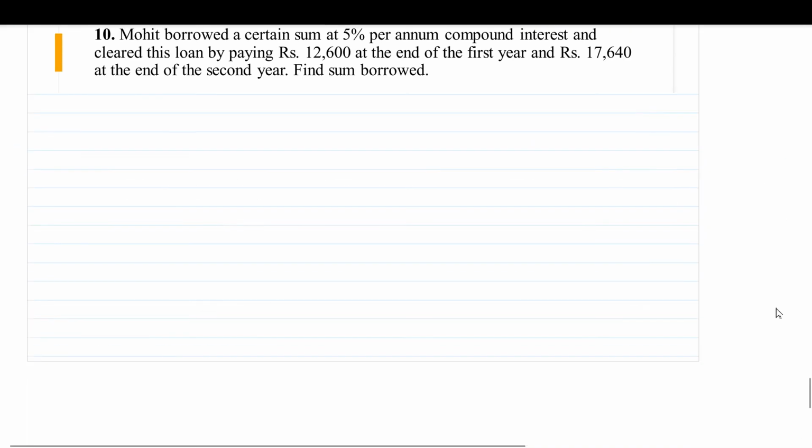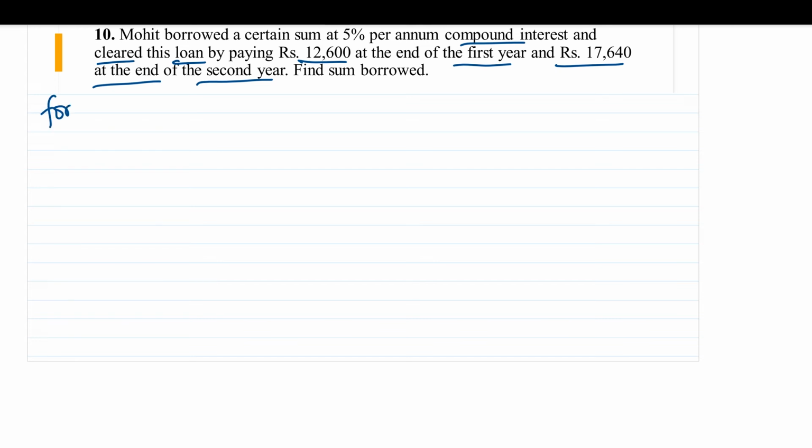Mohit borrowed a certain sum at 5% per annum compound interest. He cleared this loan by paying 12,600 at the end of the first year and 17,640 at the end of the second year. Find the sum borrowed. So we can calculate for the first year, by the end of the first year, the amount is given as 12,600. Rate is given 5%, and n is of course 1.